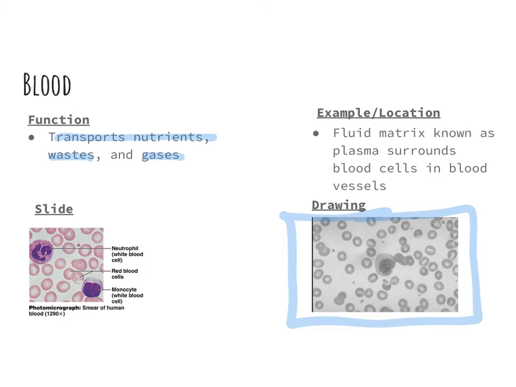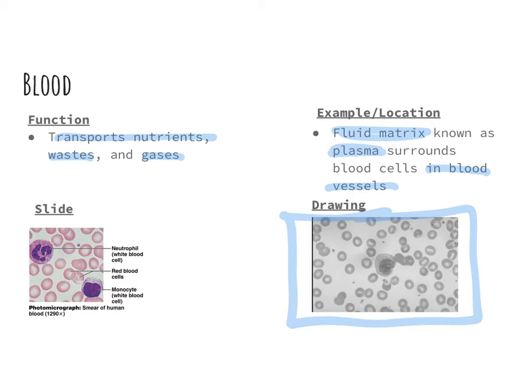Now, example or location, well, we know that blood is everywhere, right? It's in all of our blood vessels of our body. An important thing to note about blood is that it has a fluid matrix. So we do not have fibers running through our blood. So if you've ever heard of plasma before, plasma is the clear liquid component of our blood. And this is the matrix of our blood. So it's that clear liquid. And what makes our blood red is just those red blood cells that are floating throughout it.